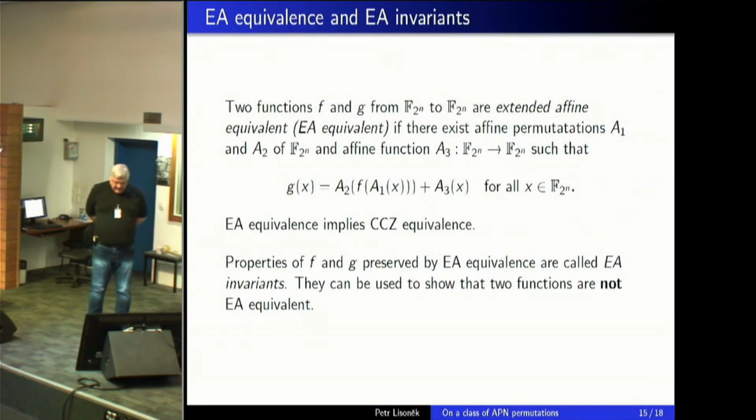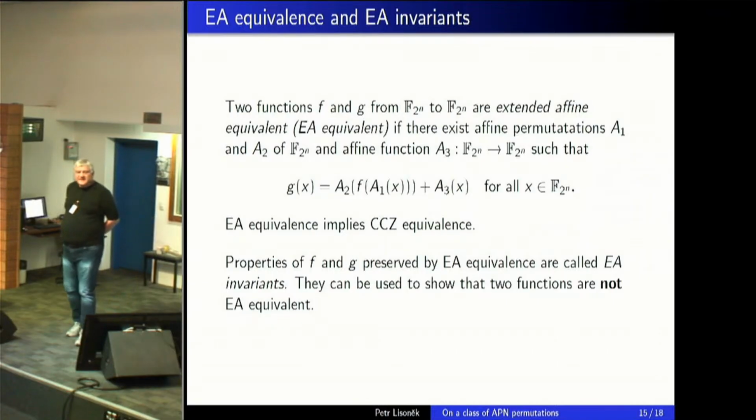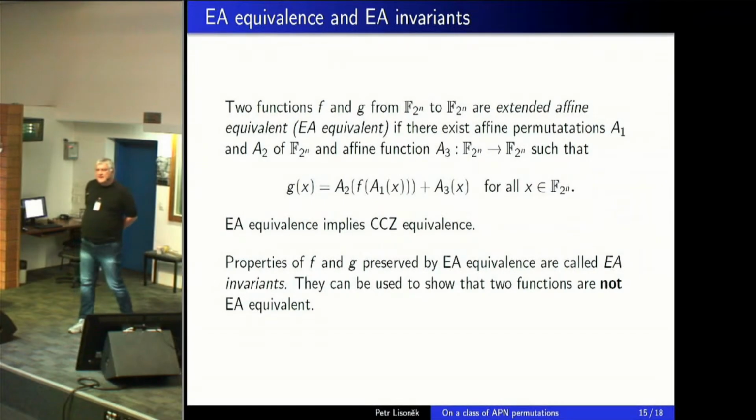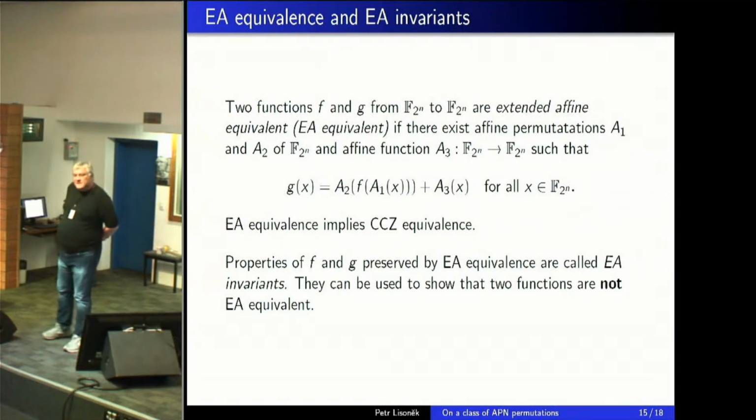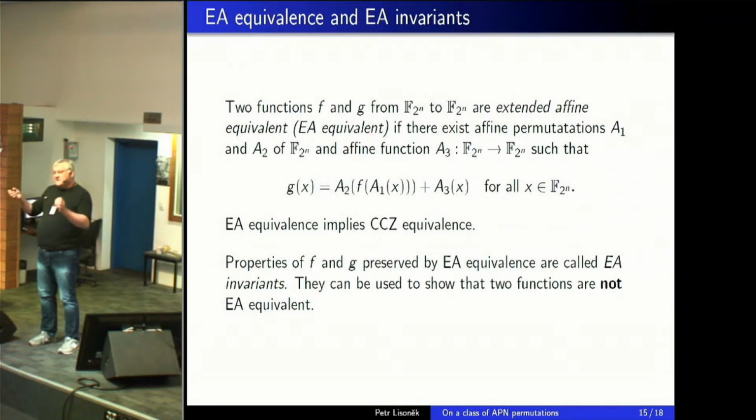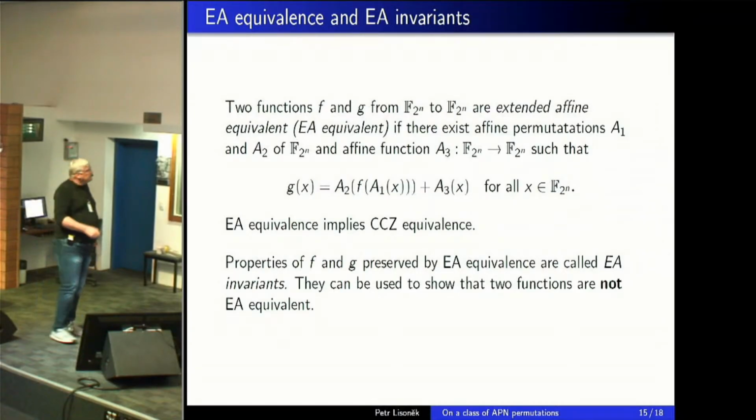To explain what the computations gave, it's good to recall the EA equivalence. That was in Seaham-Stokes, also in Valentin-Stokes, so I'll just skip it. There are properties which are preserved by the EA equivalence, called EA invariants. The EA invariants can be used to show that two functions are not EA equivalent, because if the functions have different values of the invariants, they will not be EA equivalent. So that's what we use.